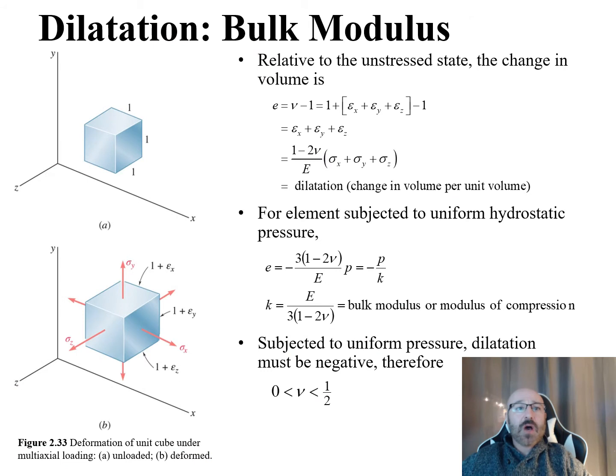So we saw that is the corresponding relationship between the x, y, and z directions for our epsilon values. So we're going to continue on with the same unit cube here. We have the same figure 2.33, the deformation of a unit cube under multi-axial loading, where the top, A, is the unloaded, and bottom B is the deformed shape of that cube.